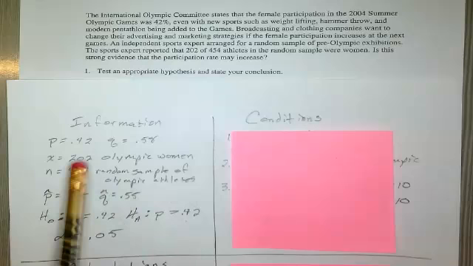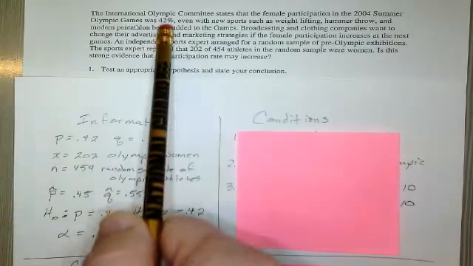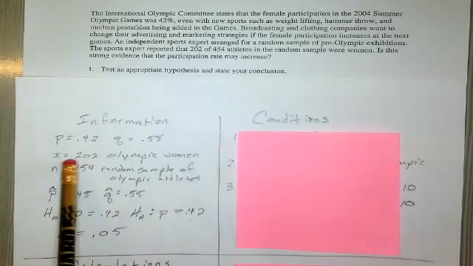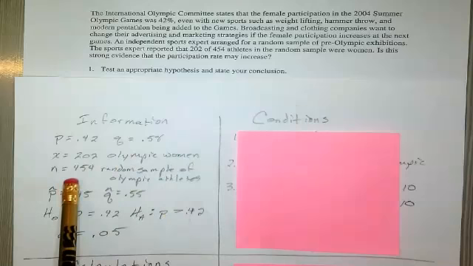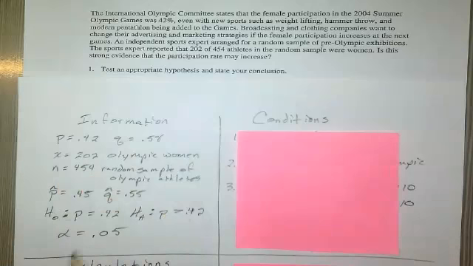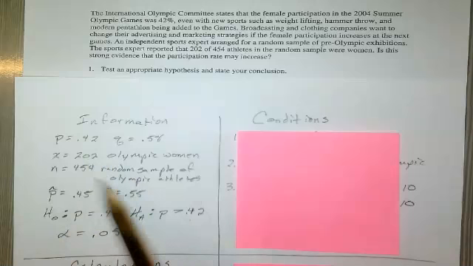So the first thing we notice is that p is 0.42 and q is 0.58. p is from right there. It tells us that x is 202 Olympic women, females, and n is 454, a random sample of Olympic athletes. So our p-hat is 0.45. That's 202 divided by 454. Now, this is 0.4449.